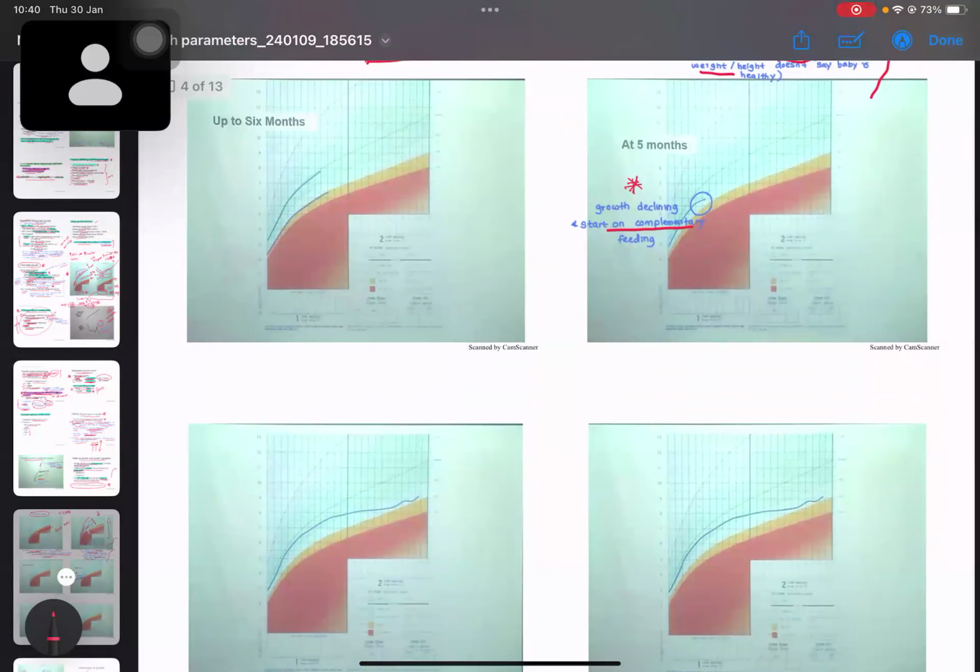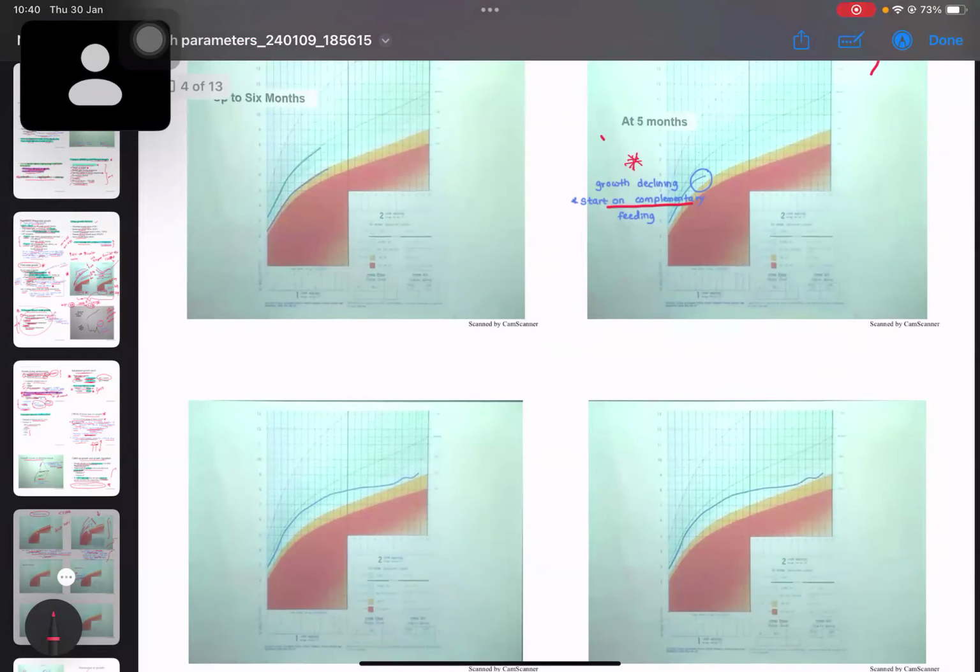These are the graphs. I have just put them in the CHDR. At 5 months, growth declining and start of complementary feeding, because here is an example of a baby. Here you see the baby is going at a normal centile, and suddenly at 4 to 6 months, it's not clear in this picture, there's a sudden drop, a difference from the previous pattern.